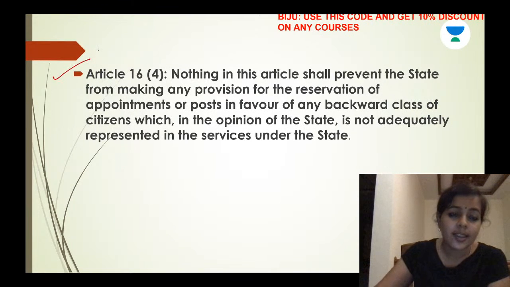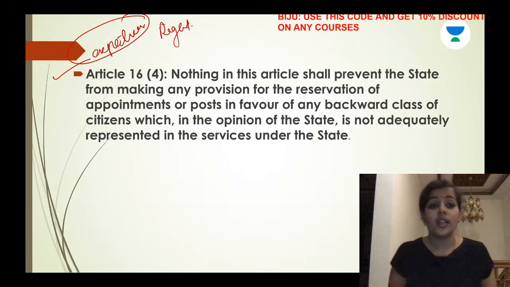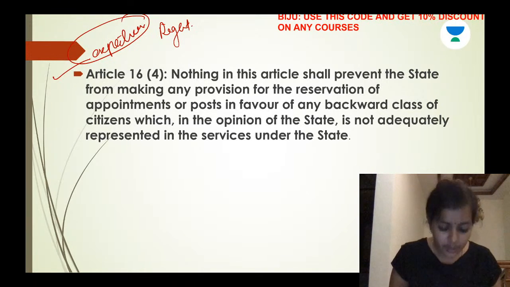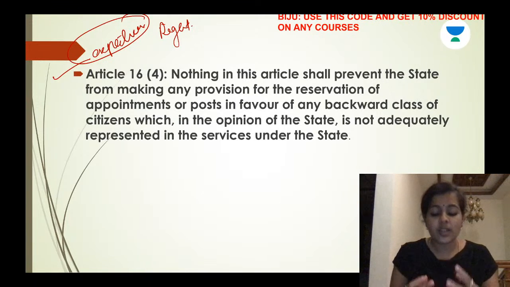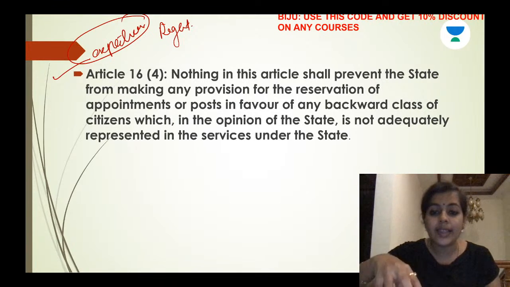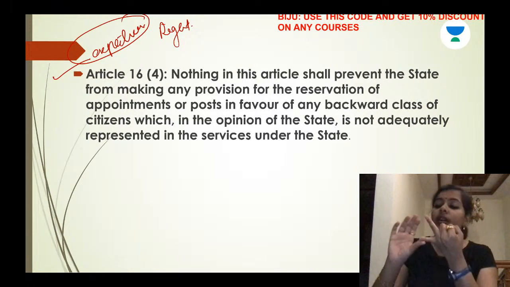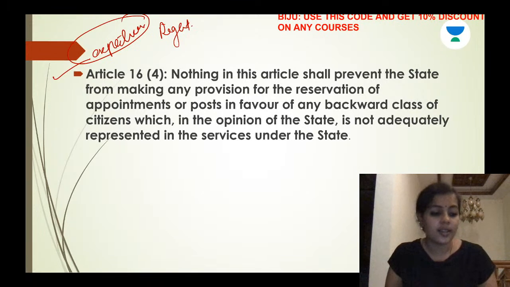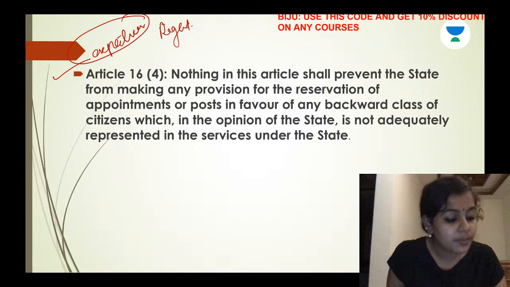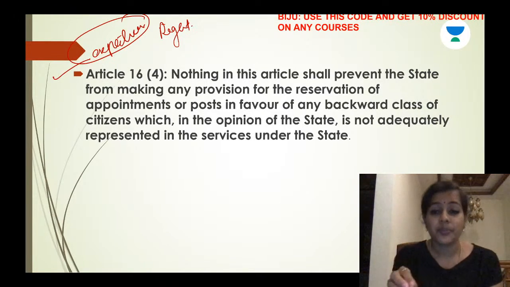Then Article 16, exceptions. Whether there is an exception to the right to equality? Yes, there are certain exceptions. Article 16(4) of the right to equality itself says you can give some special reservation to some special people. If you feel that equal numbers of backward classes or SC/ST are not represented, then you should give a separate reservation for this.